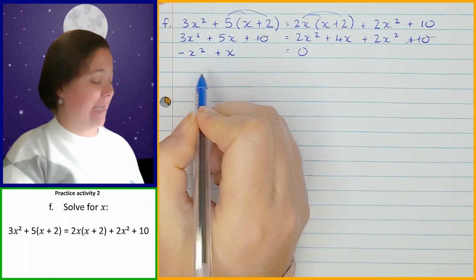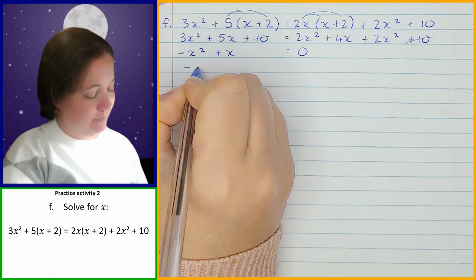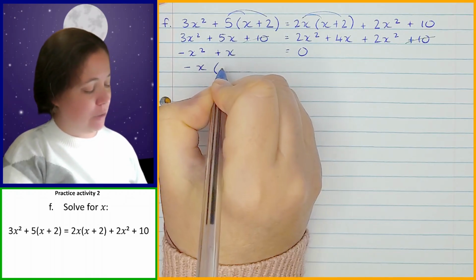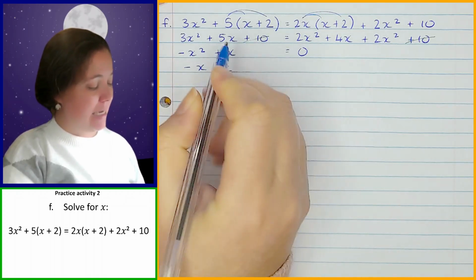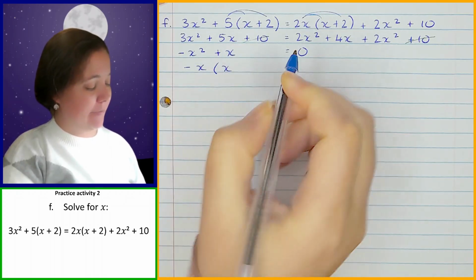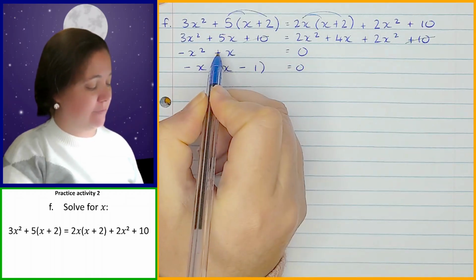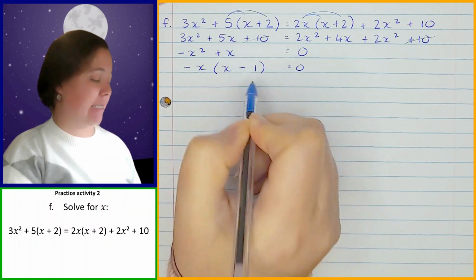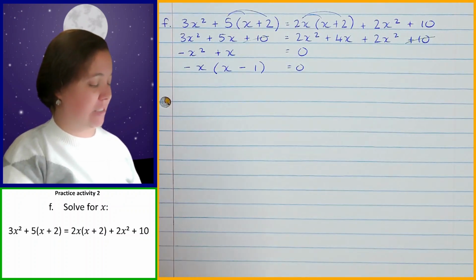Now I can go and factorize this. I'm going to take out negative x as my common factor. That leaves me with x. So negative x squared divided by negative x is x. And then x divided by negative x is negative 1 equal to 0. So positive divided by negative is negative, and x divided by x is 1. Okay, so now I have my two factors multiplied together equal to 0.